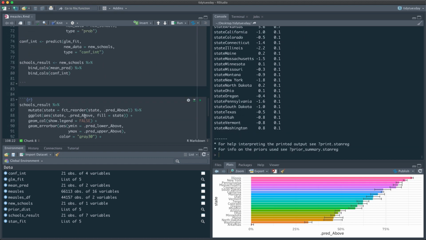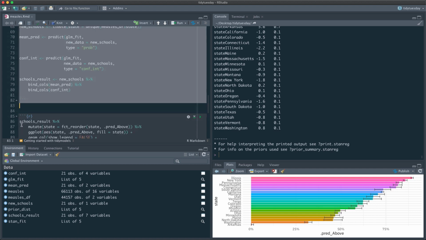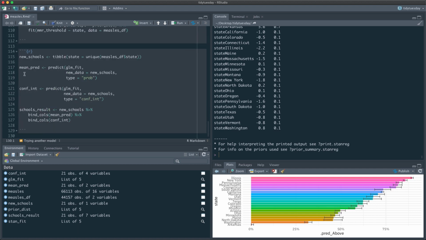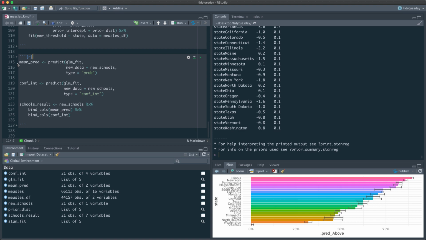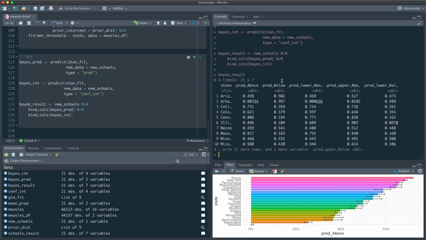So what we can do now, because we used the tidymodels framework, is use almost this exact same thing that we did here. Instead of glmfit, we put in stanfit. And let's change the name of these things to Bayes prediction and Bayes intervals, because I hear they're not confidence intervals anymore, they're credible intervals. And let's call this the Bayes result. So now we've got our Bayes result, which is in the same format as our other results.